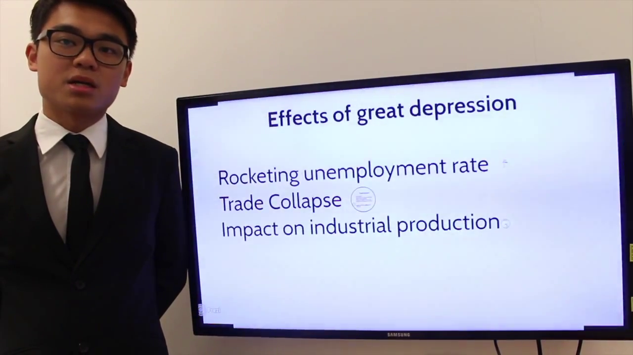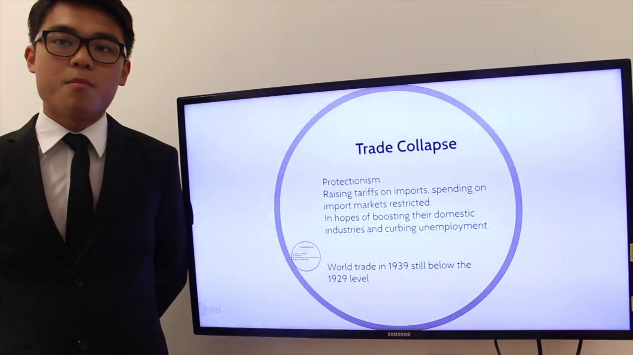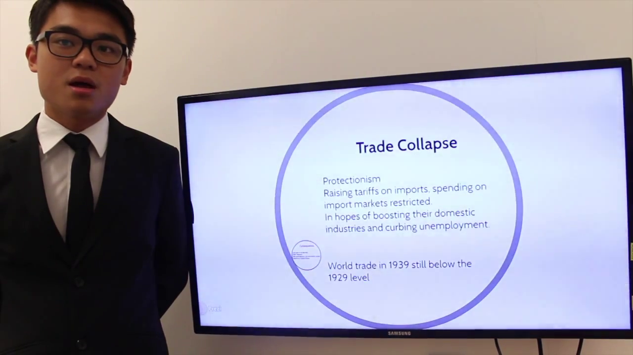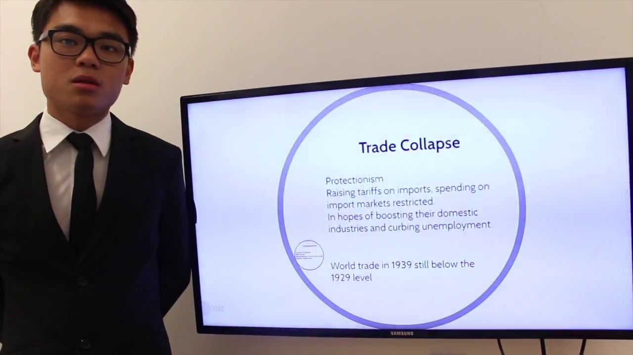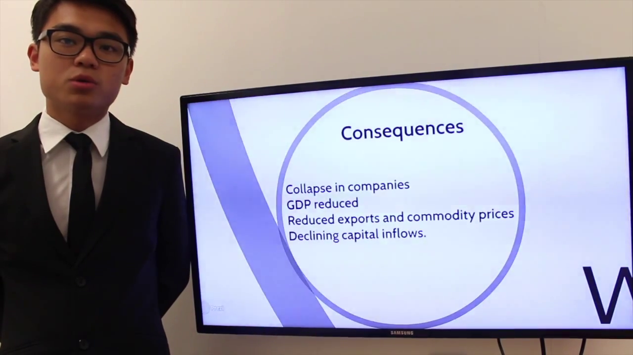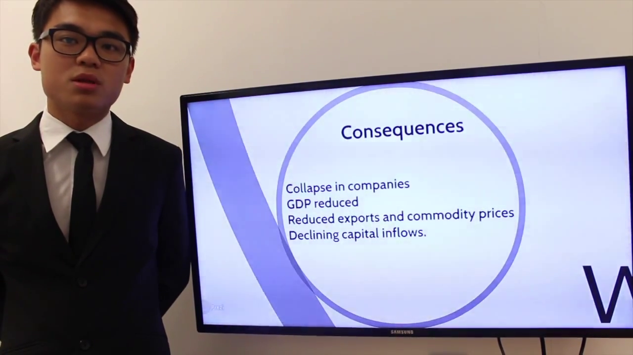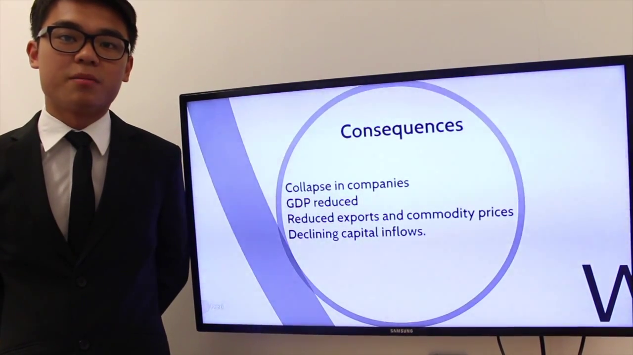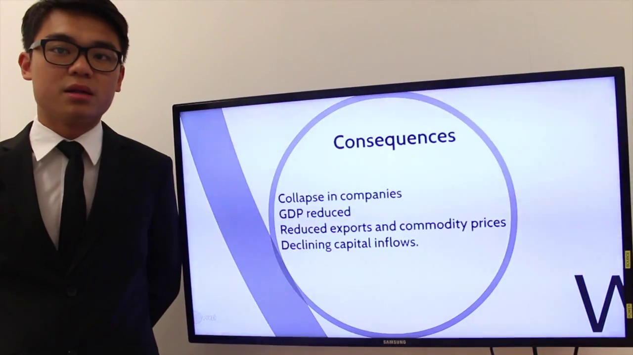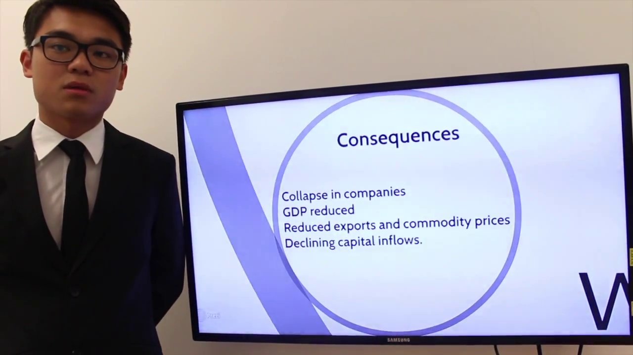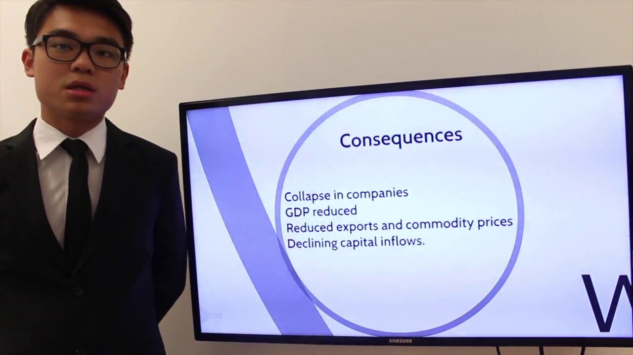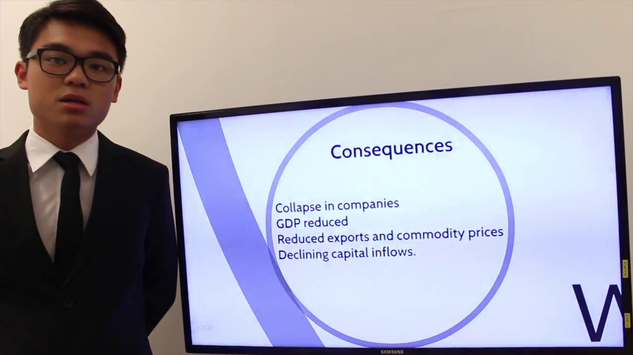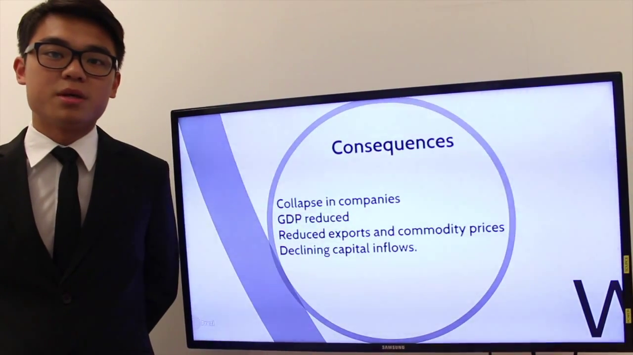So let's talk about the trade collapse. The trade collapse was mainly caused by protectionism. Many countries set up high trade barriers in hopes of boosting their domestic industry and curbing unemployment. The measure turned out to have a negative effect. Global trade volume fell by 25% between 1929 and 1933. Also, it led to a serious collapse of companies, especially those in export industries. Since fewer products were imported into the country, the capital income of the country was reduced. A chain reaction followed, decreasing GDP.